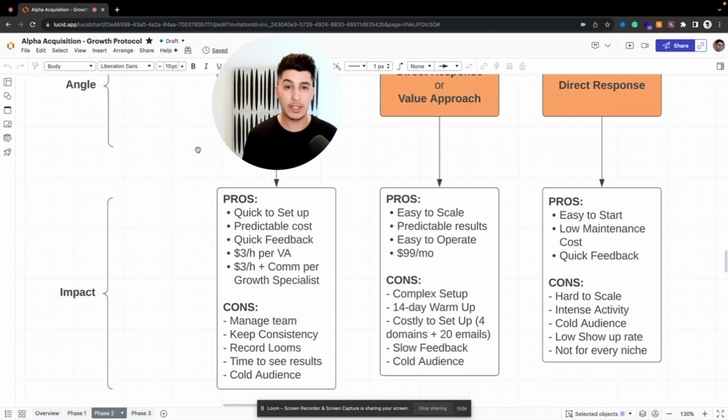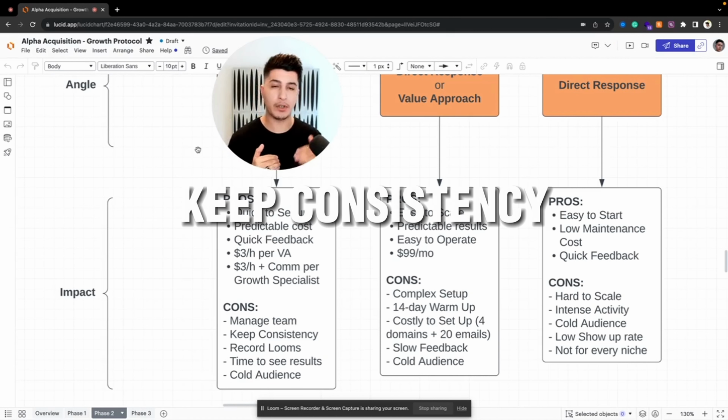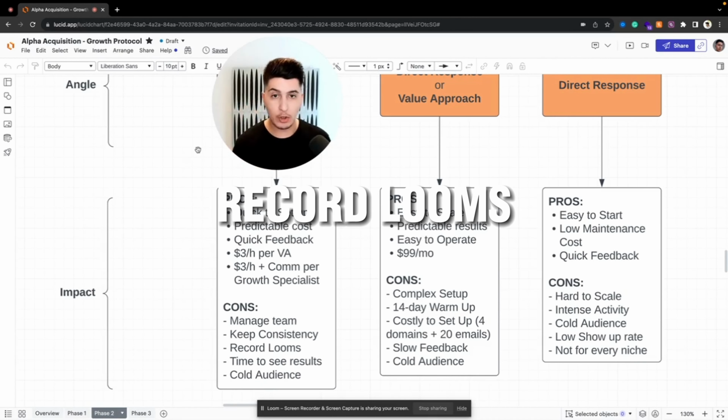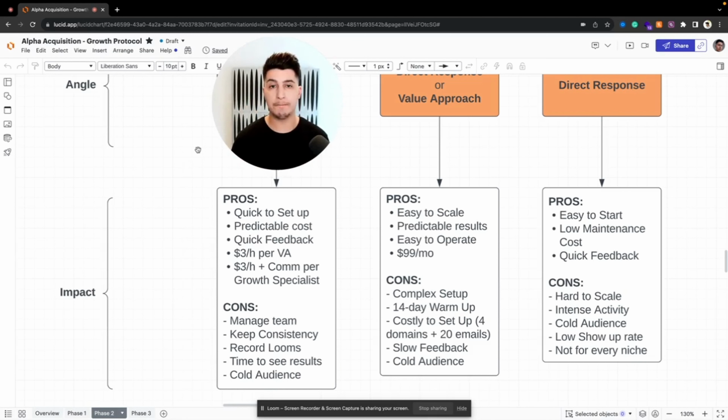The cons are that you need to be able to manage a team, and it will take some effort from you, some energy, some time, right? It will be difficult to keep consistency in hitting the KPIs every single day. Record Looms, record VSLs. It will also take some energy on your end. It takes some time to see results.